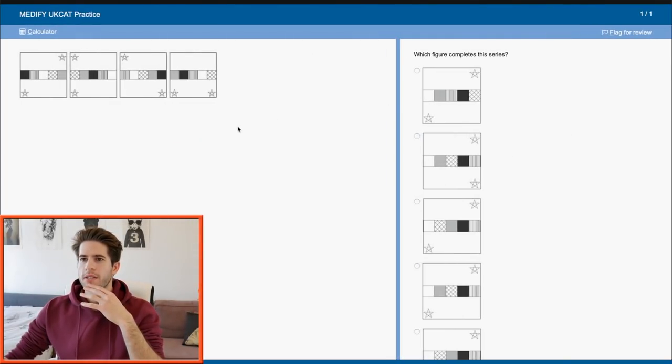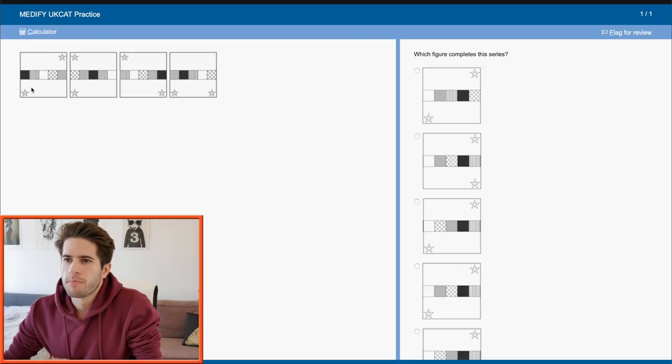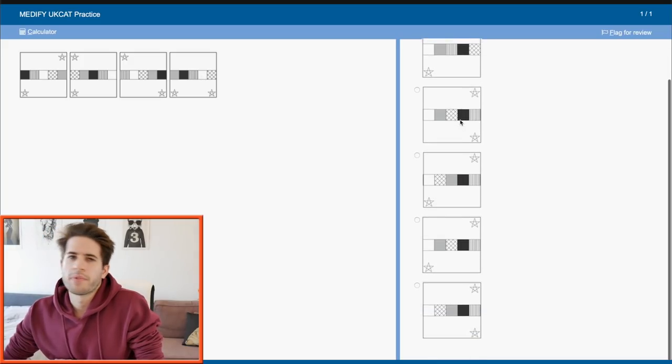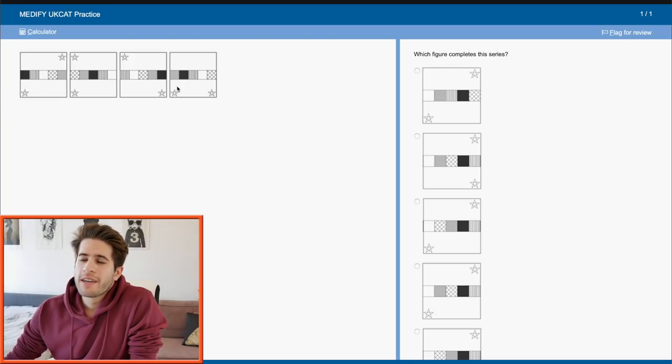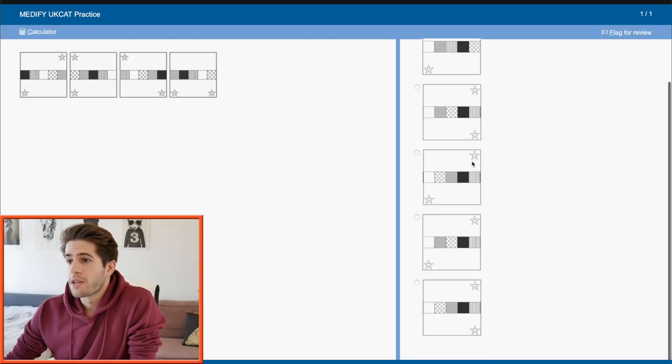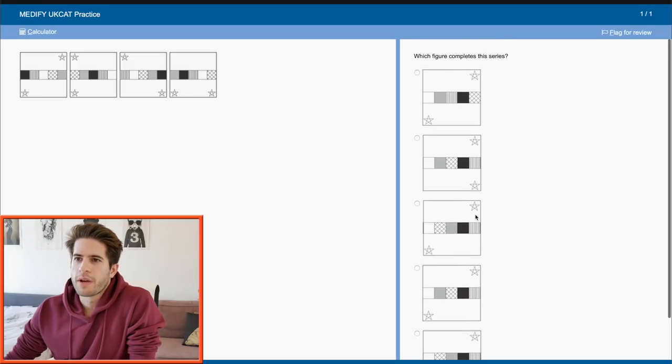Which figure completes this series? Nice, I love these ones because they're so simple. So black here skips 2 spaces and goes there, skips 2 spaces and goes there, skips 2 spaces and goes here. So now I would expect it to be here. So black needs to be in the second to last one. Great. They knew that I would go to that first. So even though I followed this black square, it's resulted in nothing useful for me because all of these shapes have the black square in the right place.